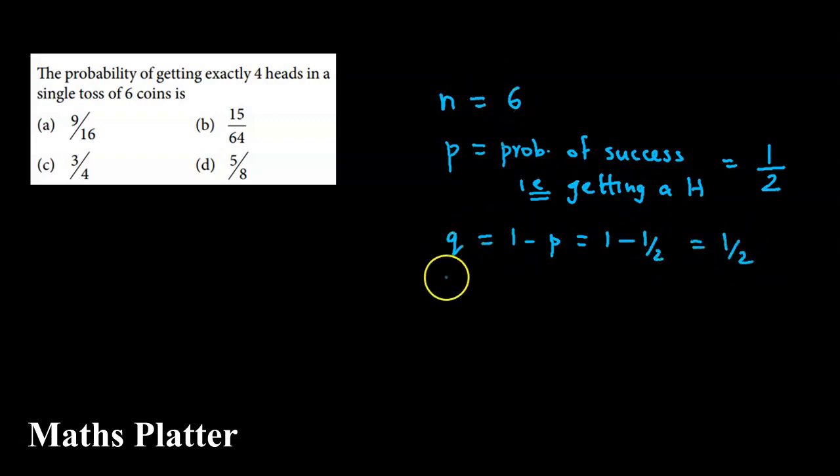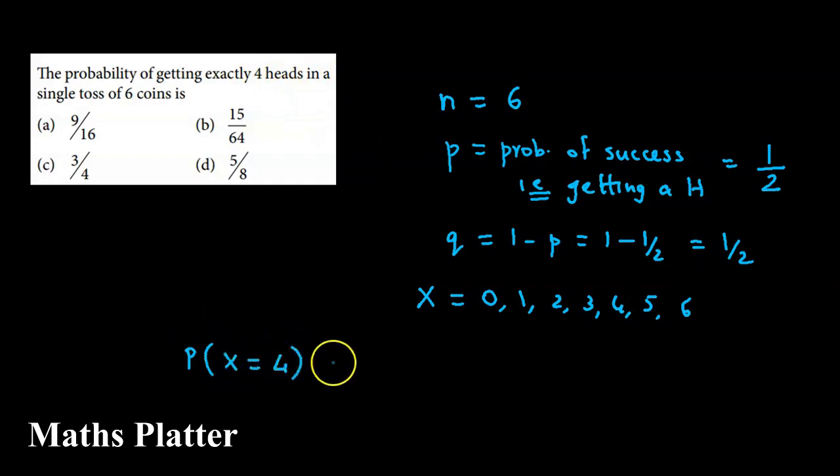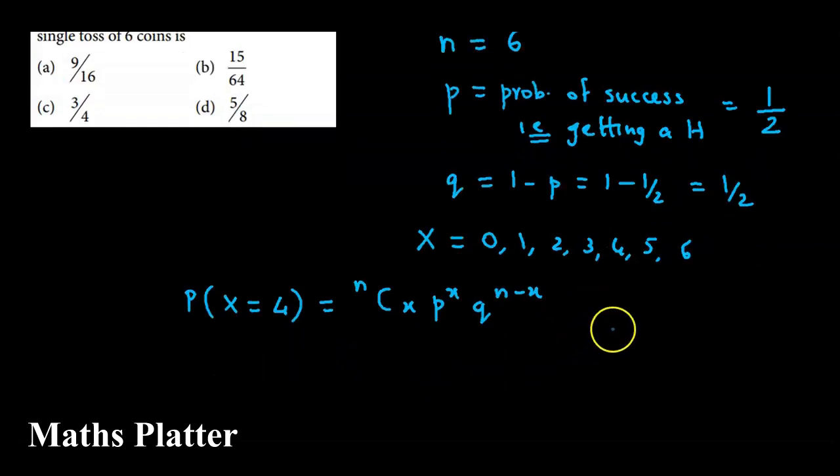अब 6 टॉसेस में से हमारे जो नंबर ऑफ हेड्स है वो हो सकते हैं 0, 1, 2, 3, 4, 5 या फिर 6. These are all the possible successes. बट हमें पूछा है probability of exactly 4 heads, यानी probability at x equal to 4. अब बाइनोमियल डिस्ट्रीब्यूशन का फॉर्मूला यूज करते हैं nCx p raised to x q raised to n minus x. Now let us substitute.